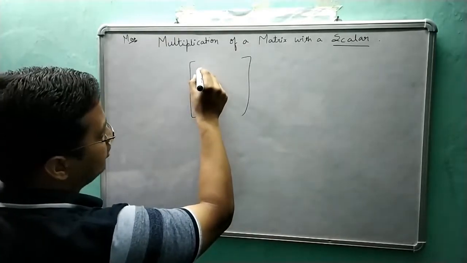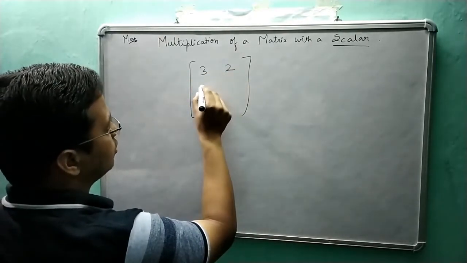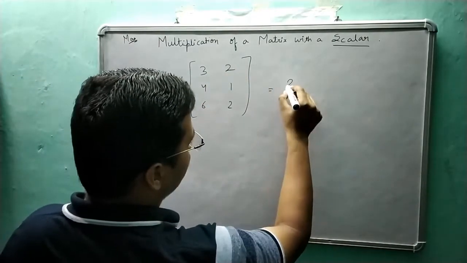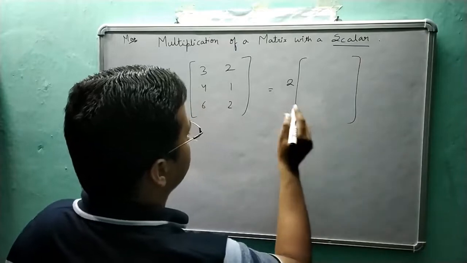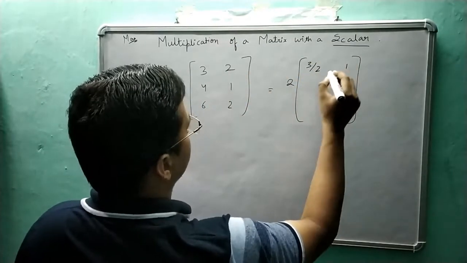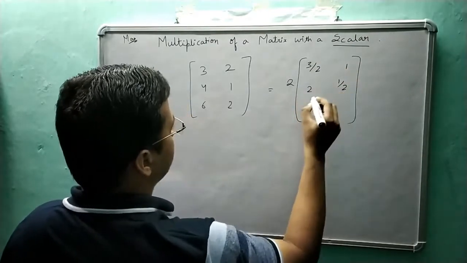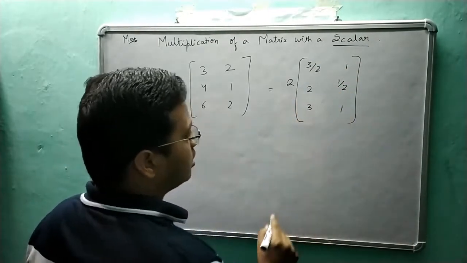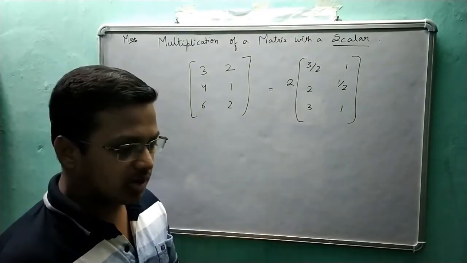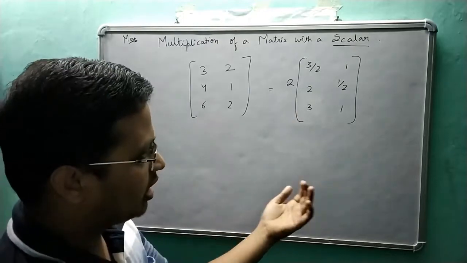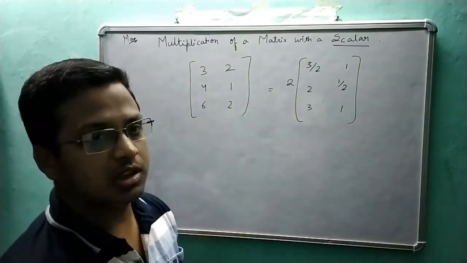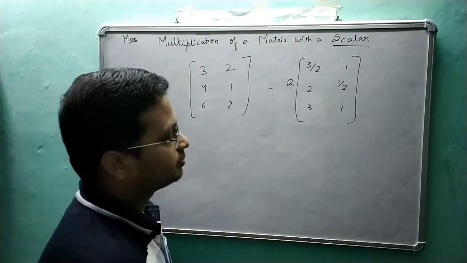For example, if we have a matrix 3, 2, 4, 1, 6, 2, and if we take 2 common from all the elements, that is if we have divided by 2, this will become 3 by 2, 1, 2, 1 by 2, 3, 1. Here we have to remember one thing, that even if you are multiplying by a scalar or dividing by a scalar or taking something common, you have to do it for all the elements of that matrix.